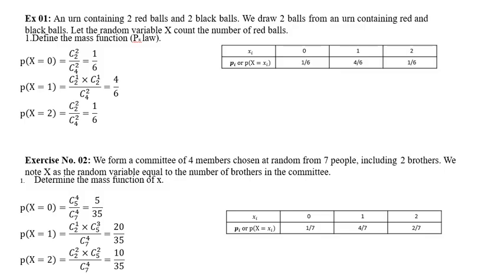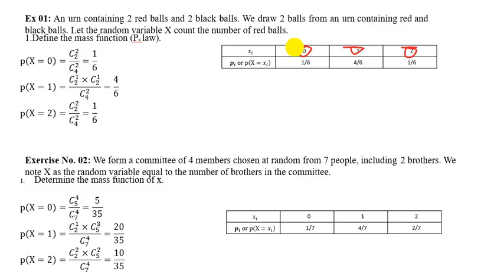Logically, our random variable can take different values. The first is 0: I can get no red balls, which means both are black. Maybe one of them is black, which means the other one is red. I can also get 2, which means both are red.